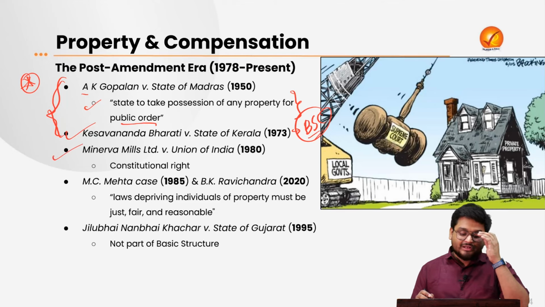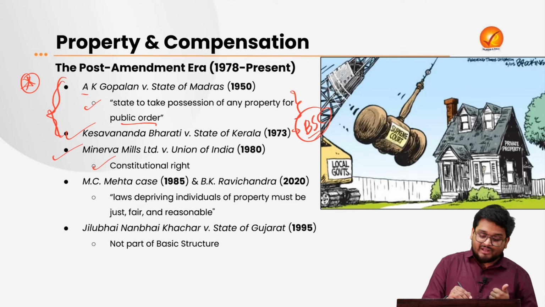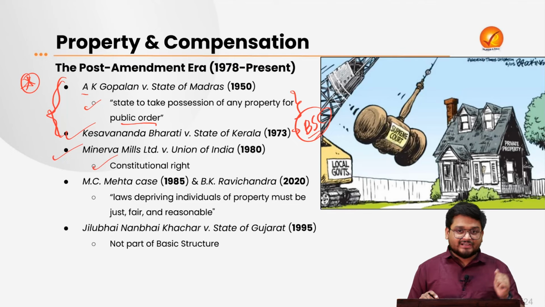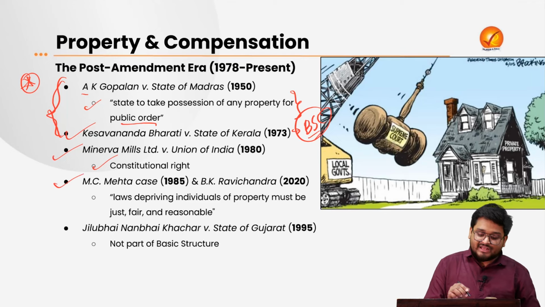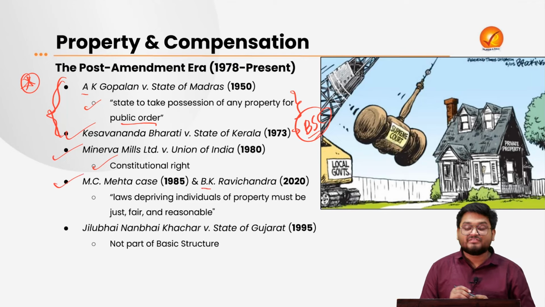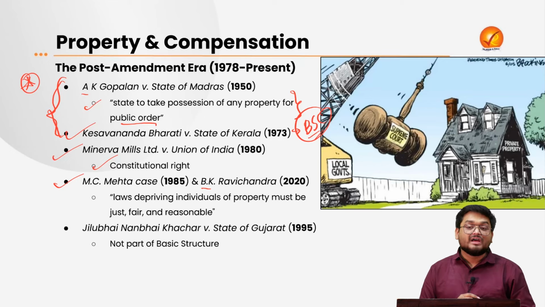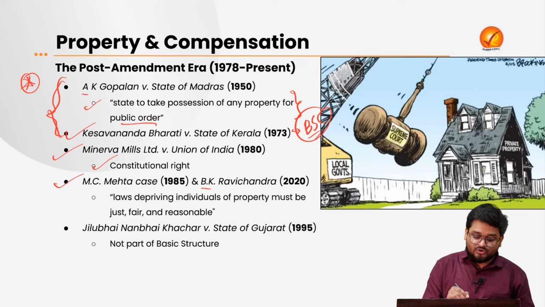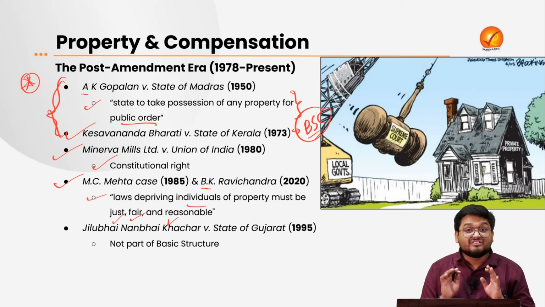Next, in the Minerva Mills case of 1980, the right to property was finally called a constitutional right by the Supreme Court, because obviously we have Article 300A for the same. And also in the M.C. Mehta case and the K.T. Plantation case, in 1985 and 2020 respectively, the Supreme Court told that laws depriving individuals of property must be just, fair and reasonable.